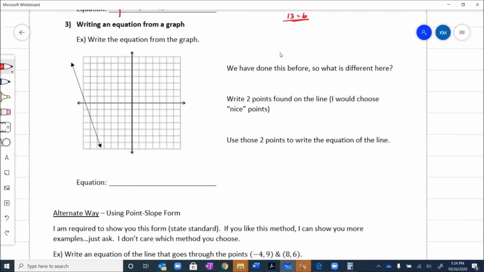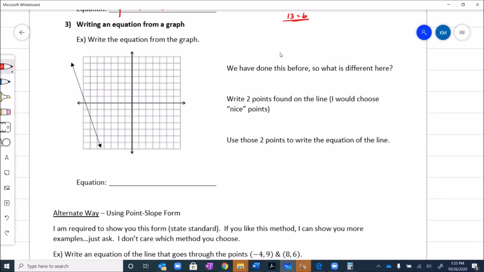Number 3, write an equation from the graph. We've done this before, so what's different here? The difference here is before we had our y-intercept where it's visible. We didn't have to do anything to find it. Now, even though we're given a line, that y-intercept is going to happen at some point, probably down here somewhere, like a negative y-intercept, but it's not happening here.